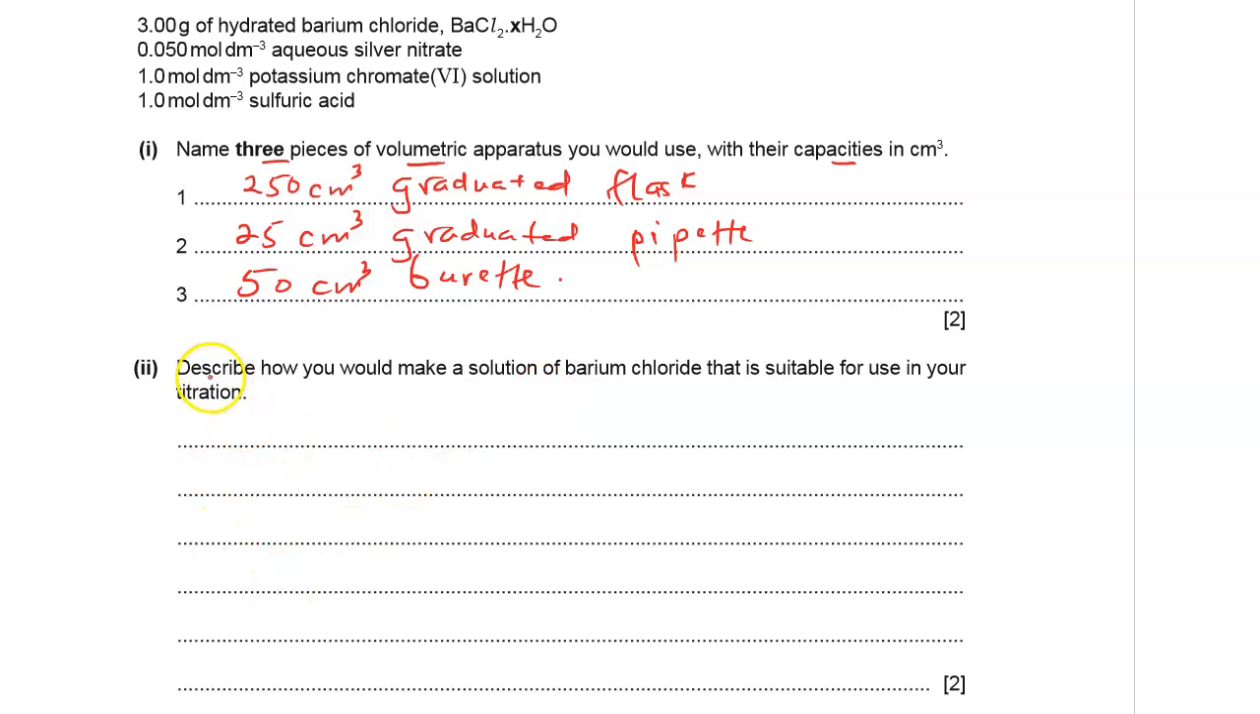Part 2, describe how you would make a solution of barium chloride that is suitable for use in your titration. All right. I have 3 grams of hydrated barium chloride, so I'll dissolve the 3 grams of salt in 100 centimeters cubed of distilled water in a beaker. So dissolve the 3 grams of hydrated barium chloride.